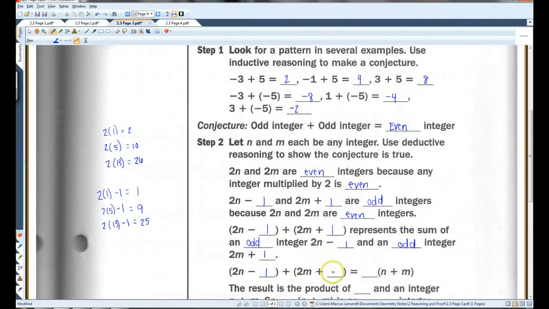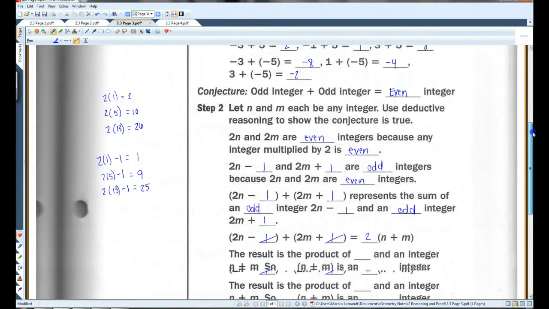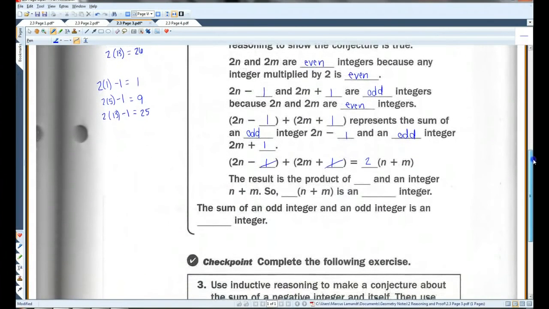2n minus 1 plus 2m plus 1. This gives you 2 times n plus m. This is because the minus 1 and the plus 1 cancel out, and I can pull out the 2. The result is the product of 2 and an integer, n plus m. So, 2 times this is an even integer.